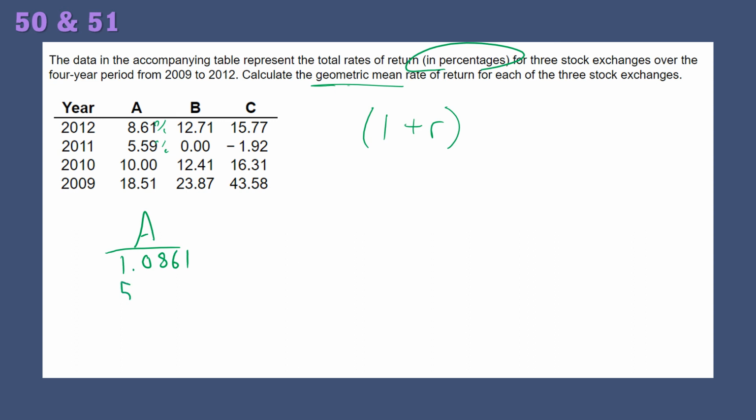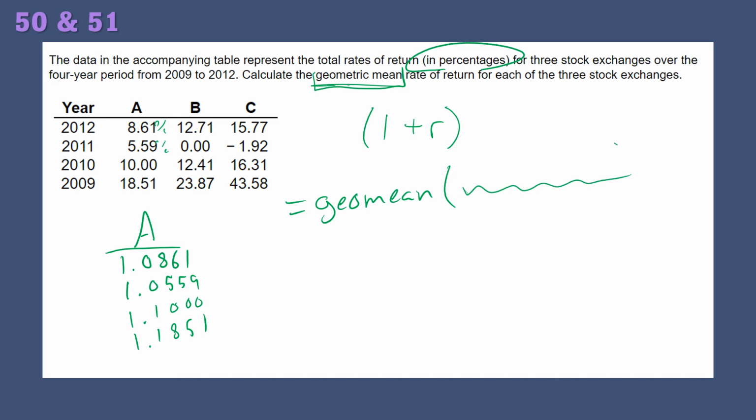If you take all those numbers and follow that same process, 1 plus 559, 1.1000, and 1.1851, you get the rates in a way that we can deal with. Because the next thing we want to do is calculate the geometric mean. You can do it two ways. I like to use Excel, so I'm going to say equals GEOMEAN. That's the formula. And then we just type in the 4 numbers, and it'll give us the answer, only if we've already converted them appropriately.